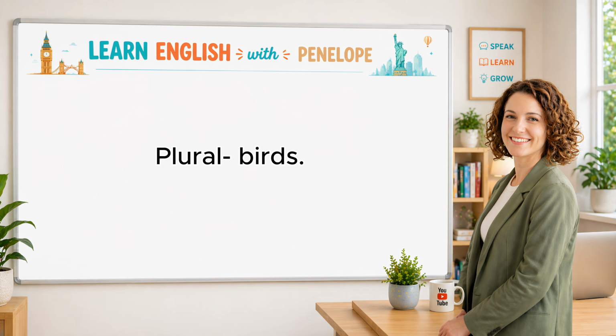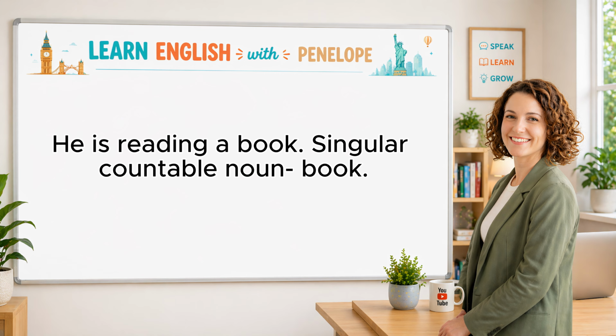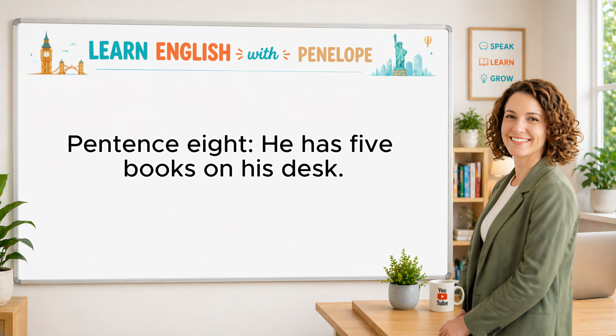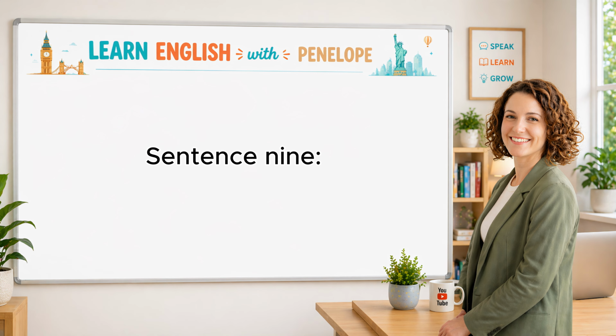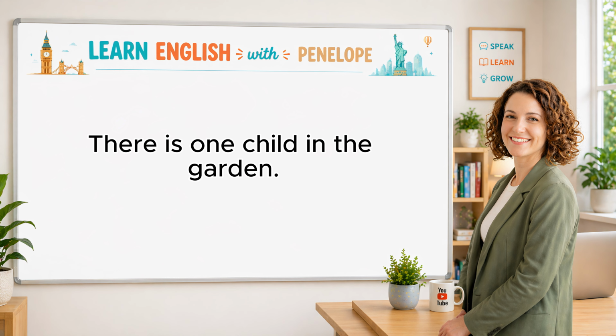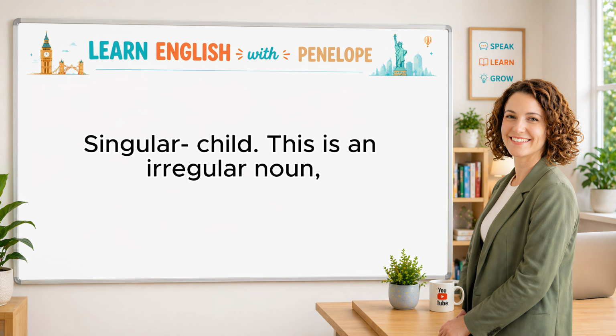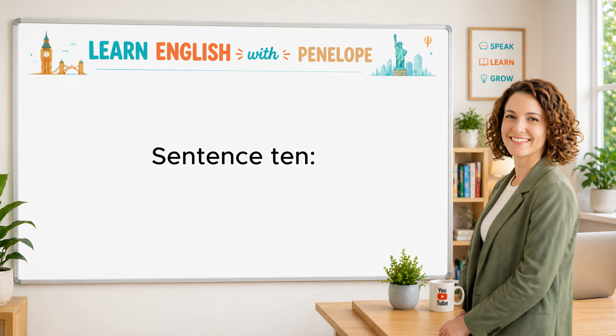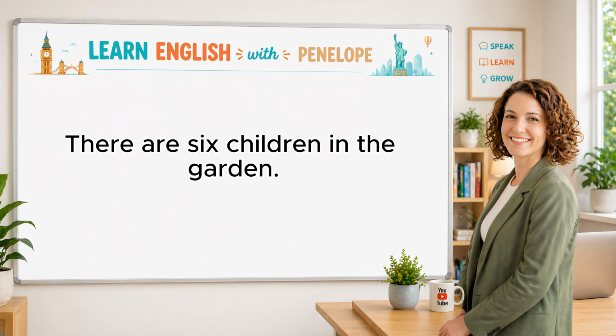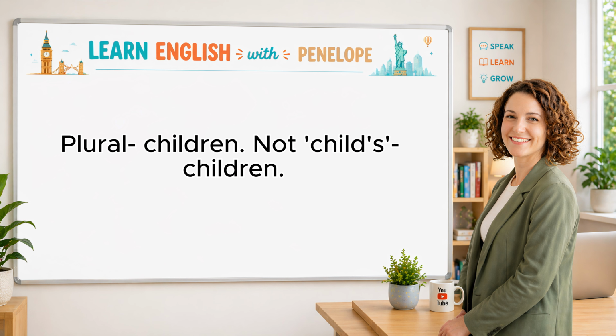Plural, birds. Sentence 7. He is reading a book. Singular countable noun, book. Sentence 8. He has 5 books on his desk. Plural, books. Sentence 9. There is 1 child in the garden. Singular, child. This is an irregular noun, remember? Sentence 10. There are 6 children in the garden. Plural, children. Not childs, children.